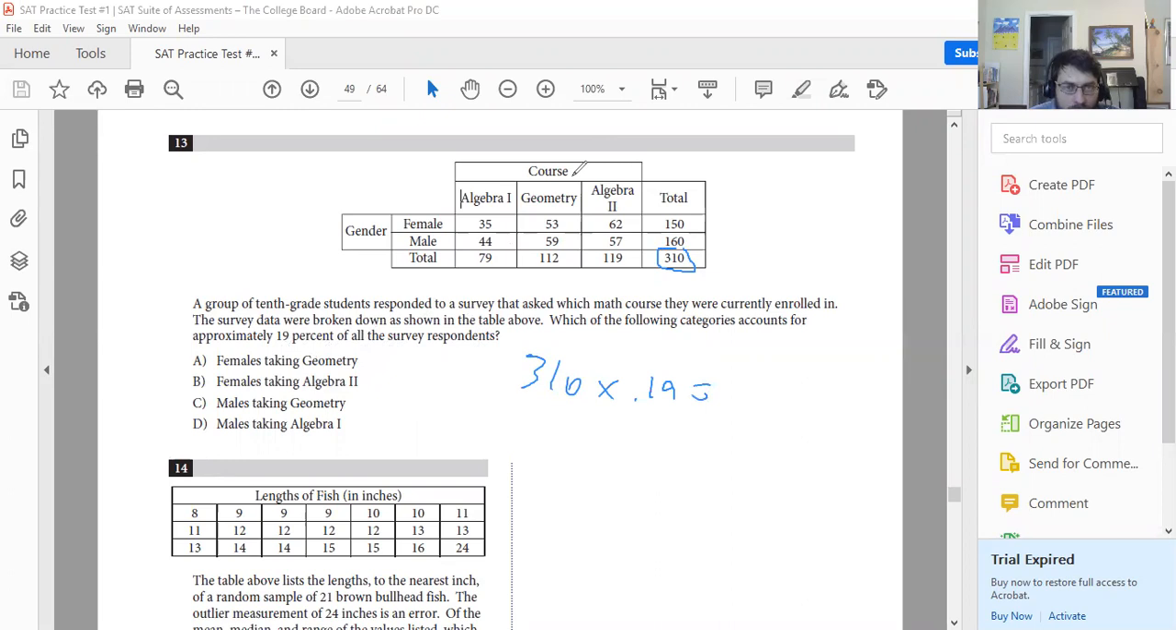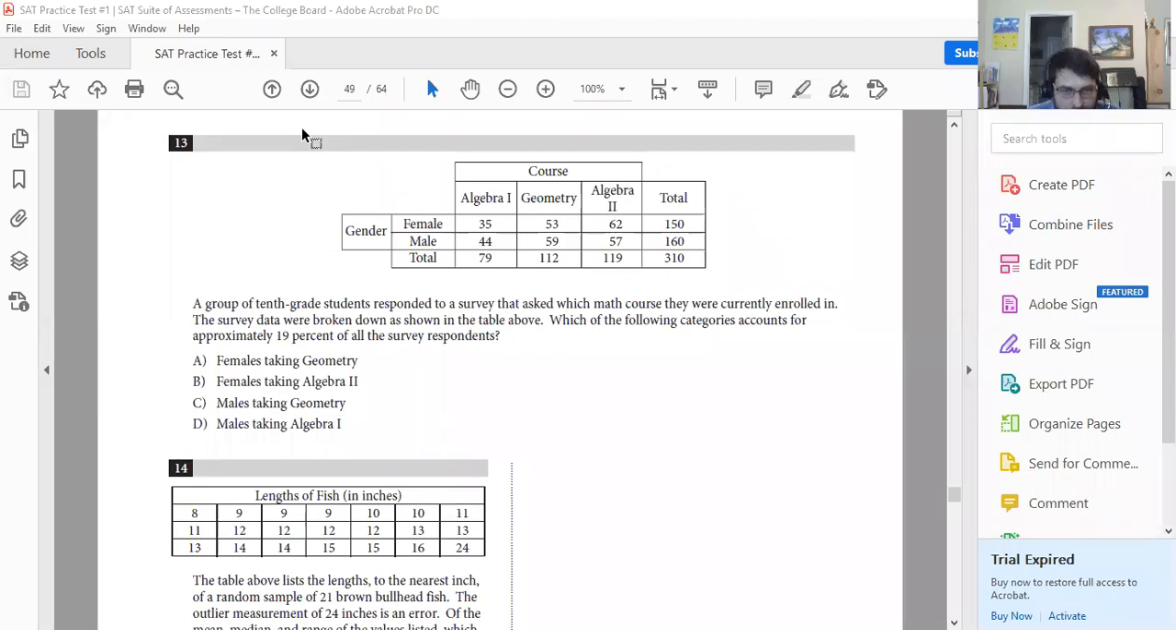0.19, pull back up my calculator that I don't use very often. 58, 59. So this number is about 59. Looking for 59 should be males taking geometry. You could also divide each one and see which gives you 19%. This way is a little faster. And let's go to our next problem.